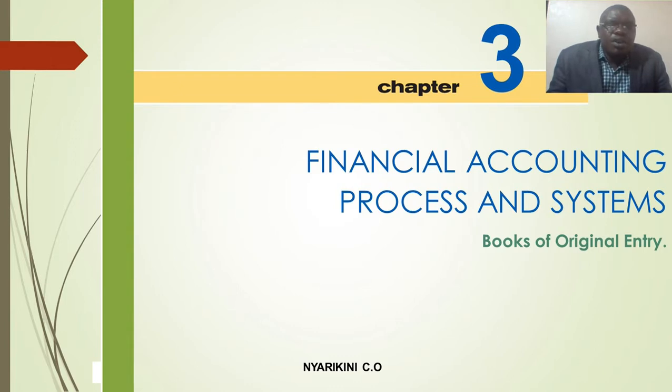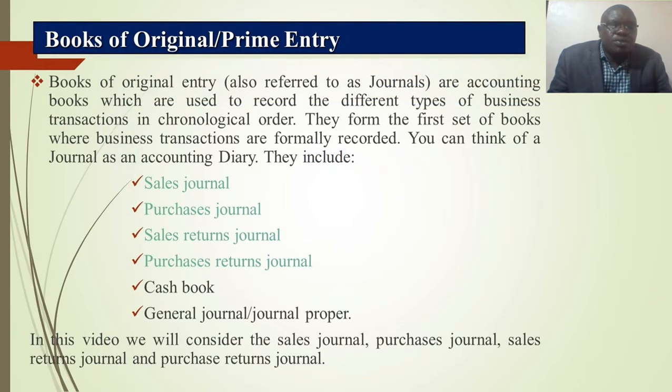In this video, we are going to look at books of original entry. Books of original entry, which are sometimes referred to as journals, are accounting books which are used to record the different types of business transactions in a chronological order. They form the first set of books where information from source documents which pertains to business transactions is formally recorded.